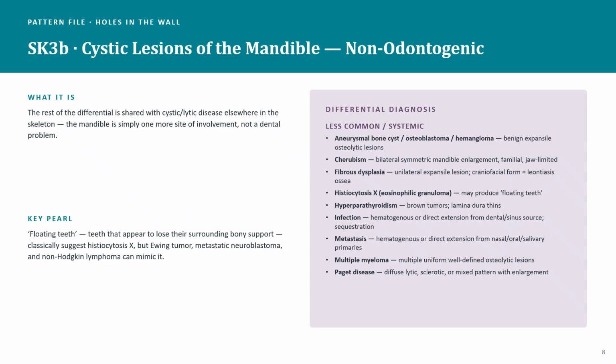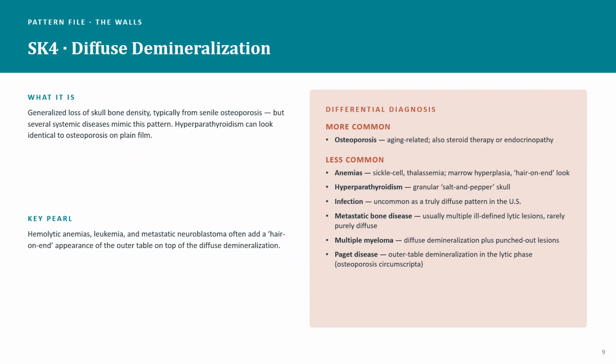A sign that they look for here is floating teeth. Floating teeth, basically, it looks or appears like the tooth is floating, but what actually happened is the bone around the tooth is lost, and it makes it look like the tooth is actually floating. And this is typically associated with histiocytosis X, but there are some other conditions like multiple myeloma, Paget's disease, infection, and also metastatic cancer that can show this floating tooth.